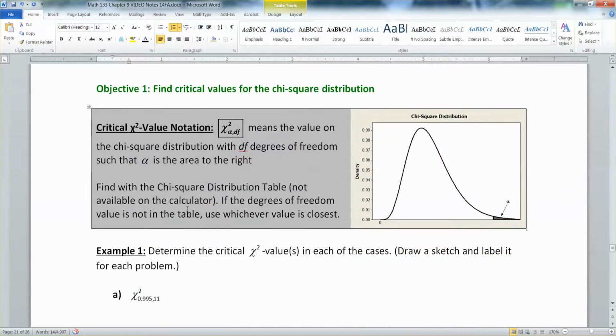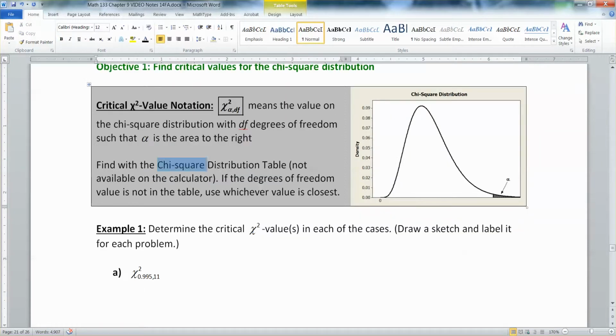All right, so now we're going to find some critical chi-square values. So the chi-square distribution, here's the notation for it. It's chi-squared with alpha and the degrees of freedom. Alpha would be the area to the right, in the right tail. Okay, and then degrees of freedom is df, just like before.